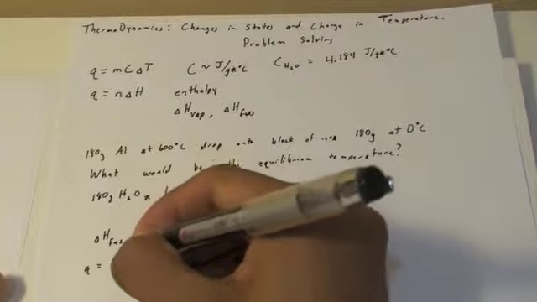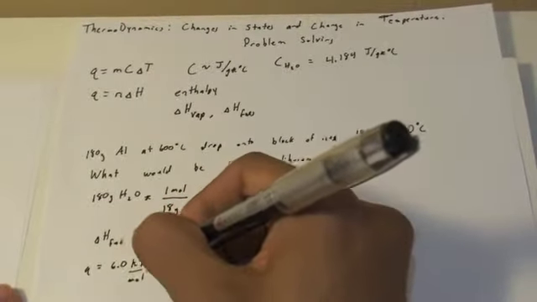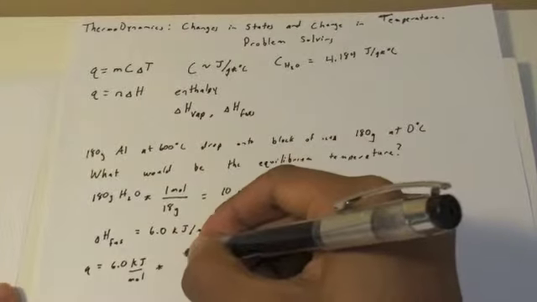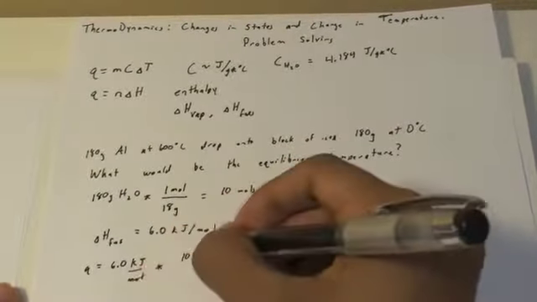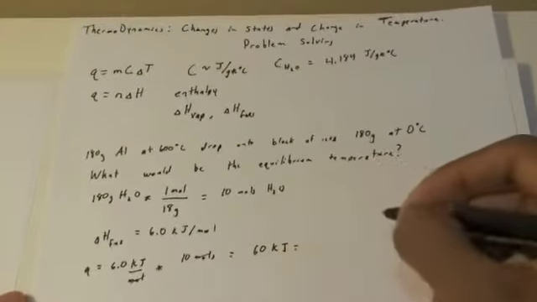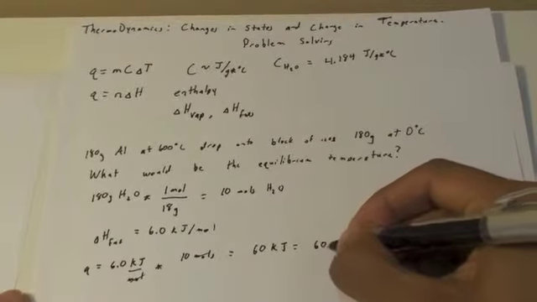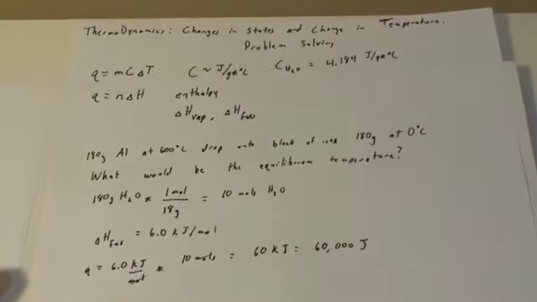Q is equal to 6.0 kilojoules per mole. Multiply that by the 10 moles of water, and the moles cancel out. You have 60 kilojoules, and I want to turn that into joules, so that's 60,000 joules. All right.